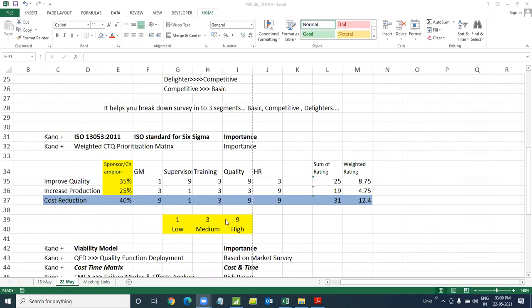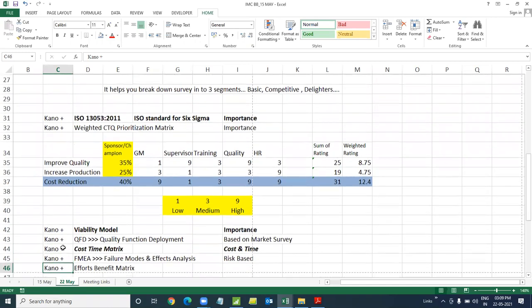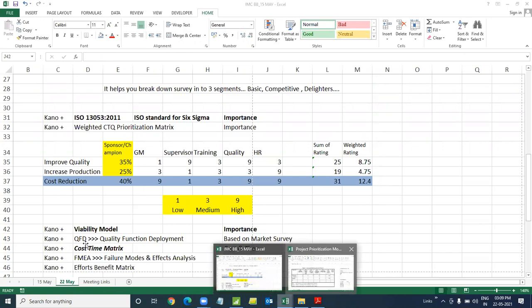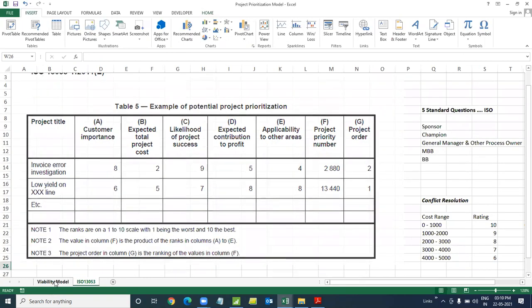The viability model is used when you have to make an impression on your management. That's when you use a viability model for selecting a project. There are 15 questions here, whereas there you had 5 questions. Here you have 15 questions. Let me show you where this viability model template is. Have a look, it's in the same Excel file that I'll be placing. The first one is viability here.